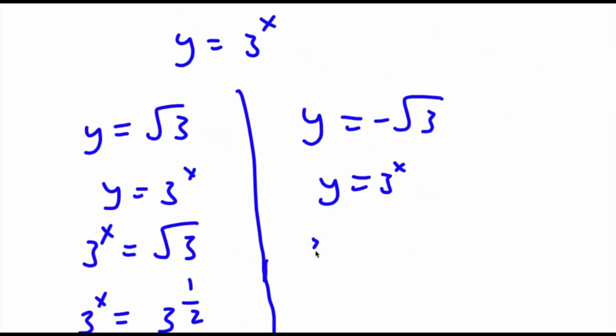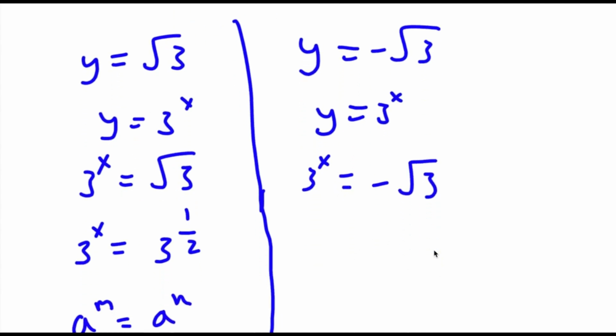Now I have 3 to the power of x is equal to negative square root of 3. Now this is the same thing as 3 to the power of x is equal to 3 to the power of negative 1/2.